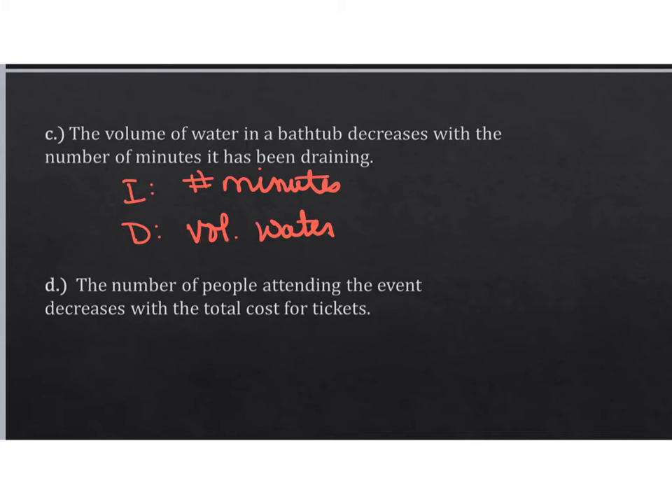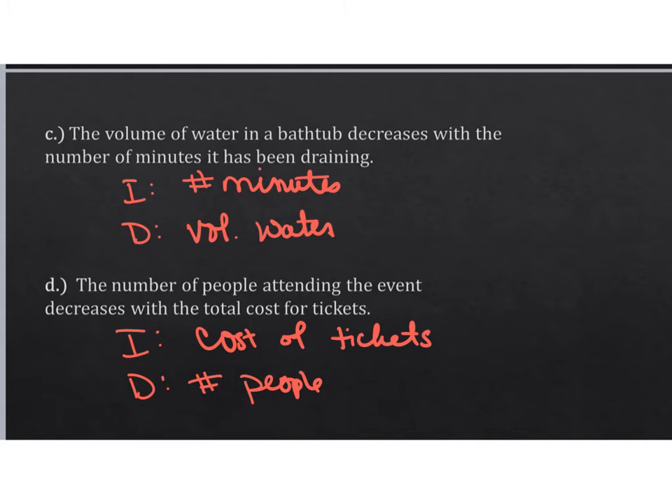Part D says the number of people attending the event decreases with the total cost. So number of people depends on the cost of your tickets. So the independent then would be the cost of the tickets.